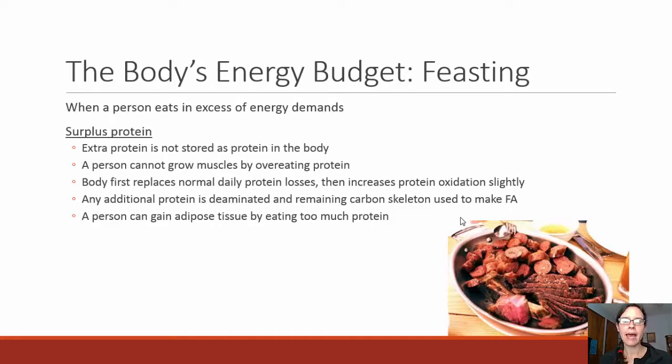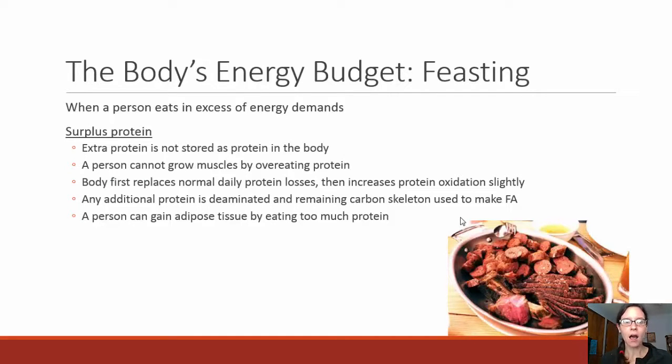Now let's talk about the body's energy budget. So let's rewind. Let's go back to the fed state, feasting. So when a person eats in excess of energy demands, they have surplus protein. Now we know extra protein isn't stored in the body as protein. We can't grow bigger muscles by eating a ton of protein powder, right? Well, at least not by only eating a ton of protein powder.